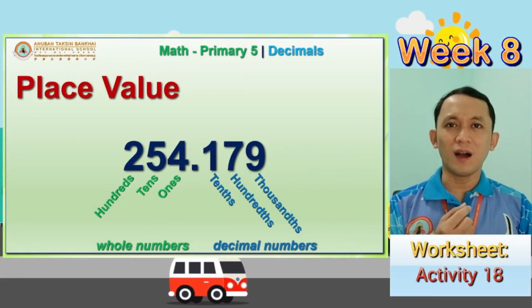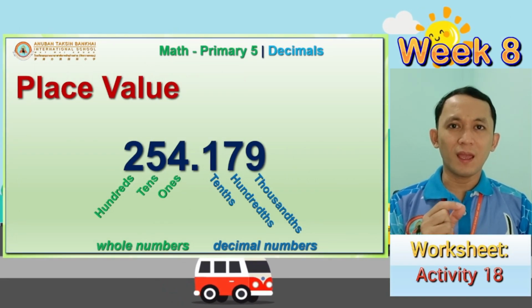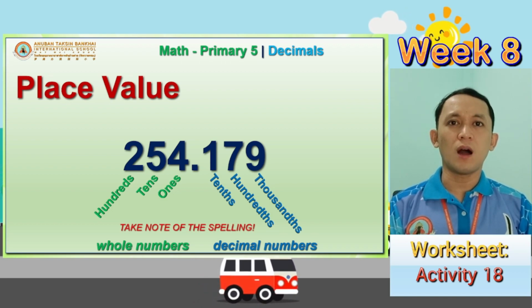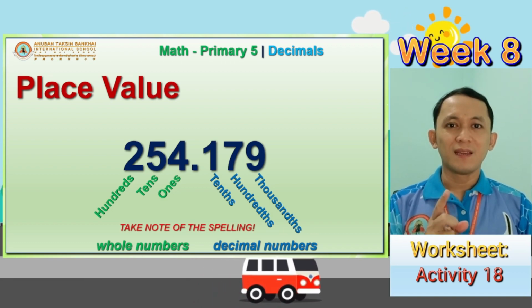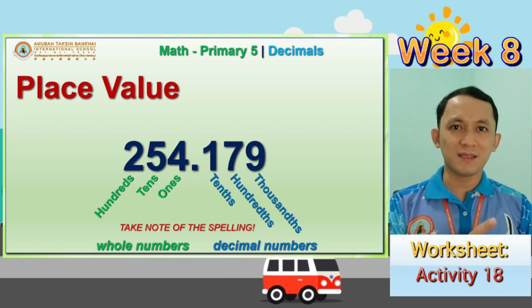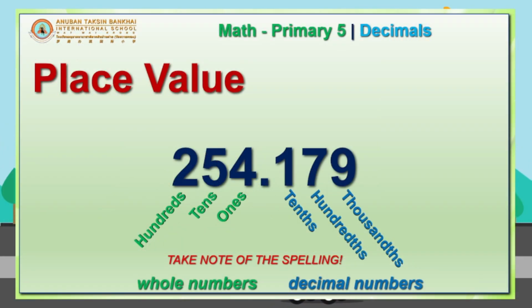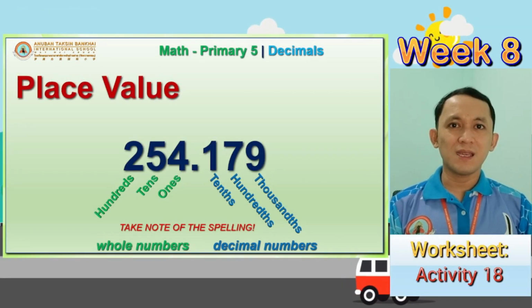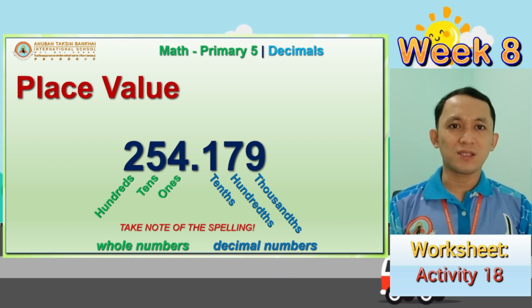Now take note of the pronunciation, and of course be mindful of the spelling. Tens and tenths are not the same. Tens is spelled T-E-N-S, while tenths is spelled T-E-N-T-H-S. So please be mindful of the spelling.